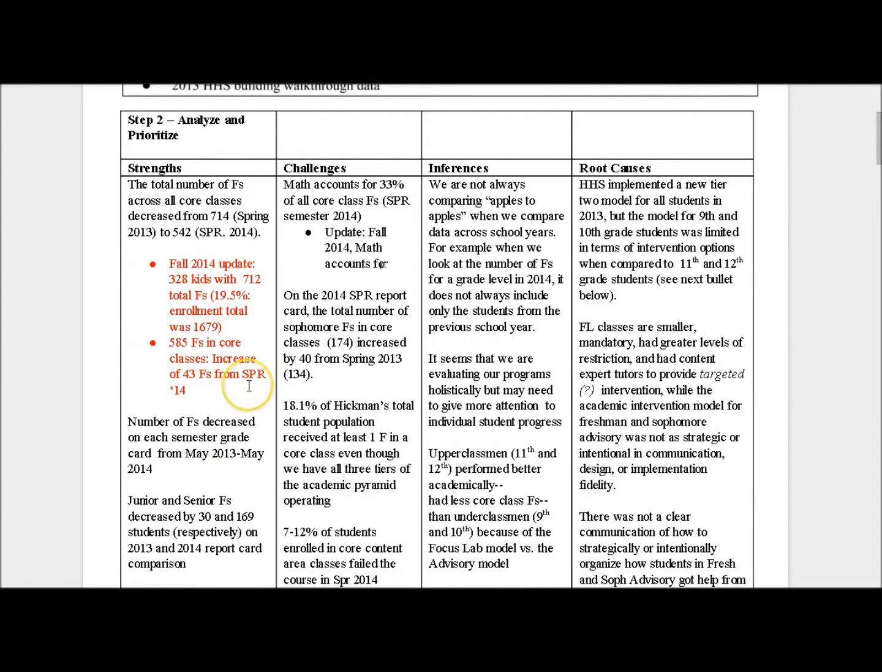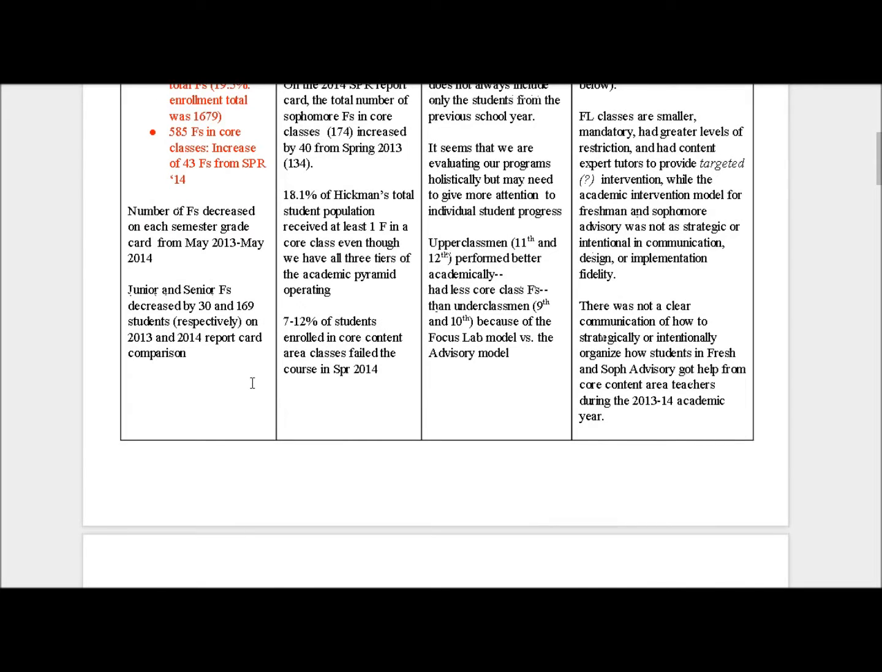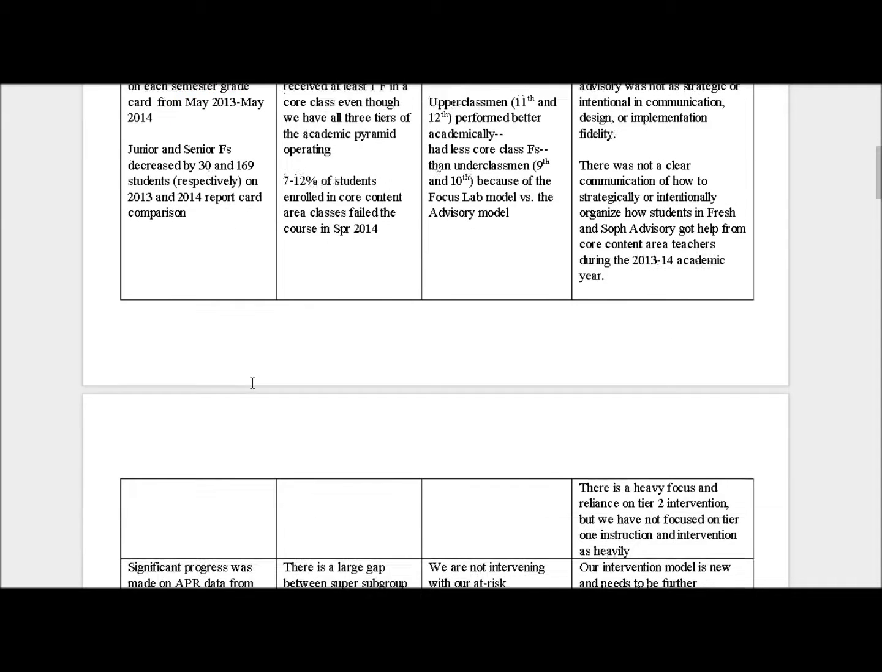All right, to keep moving on, I'm going to go straight down the strengths column. The number of Fs decreased on each semester grade card from May 2013 to May 2014. We also noticed that junior and senior Fs decreased by 30 and 169 students respectively on the 2013 and 2014 report card comparison.